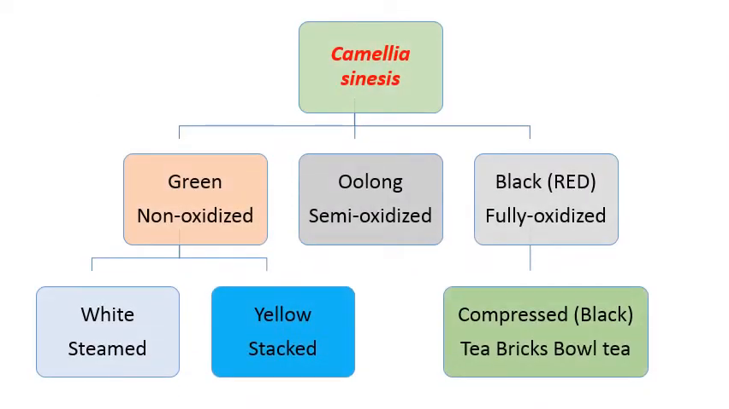If we classify tea, so basically we divide it into three types on the basis of oxidation process. Firstly, green tea. Green tea is non-oxidized tea.